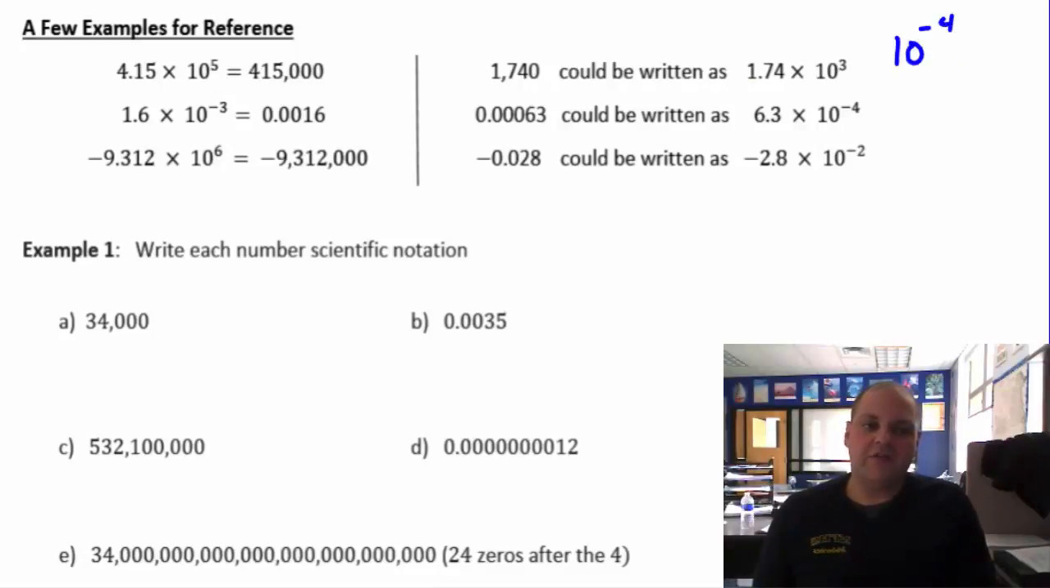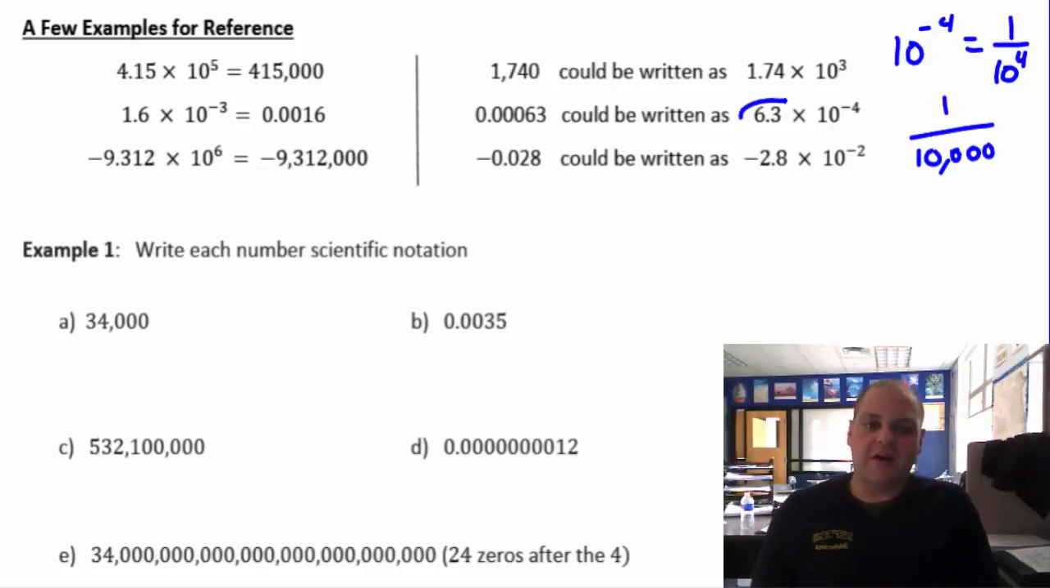Now, 10 to the negative 4. Let's think about that using exponents, which we have been doing. With a negative exponent, remember what you do is you flip it. It goes 1 over. So 10 to the negative 4 is really 1 over 10 to the fourth. 10 to the fourth is 10,000. So it's 1 over 10,000.